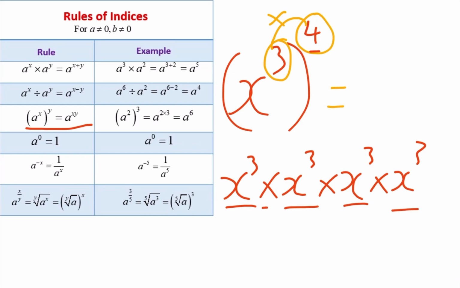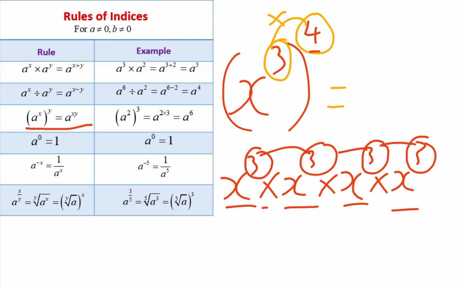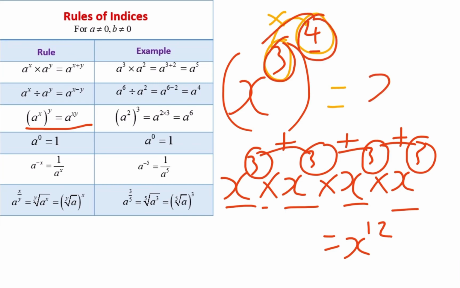And what do we do when it's multiplication? We add up the powers. So if we add them up, we get 3 plus 3, which is 6, plus another 3, which is 9, plus another 3, which is x to the power of 12. But what we can do is, if we have a power outside of a power, we multiply it together, so we get x to the power of 12.